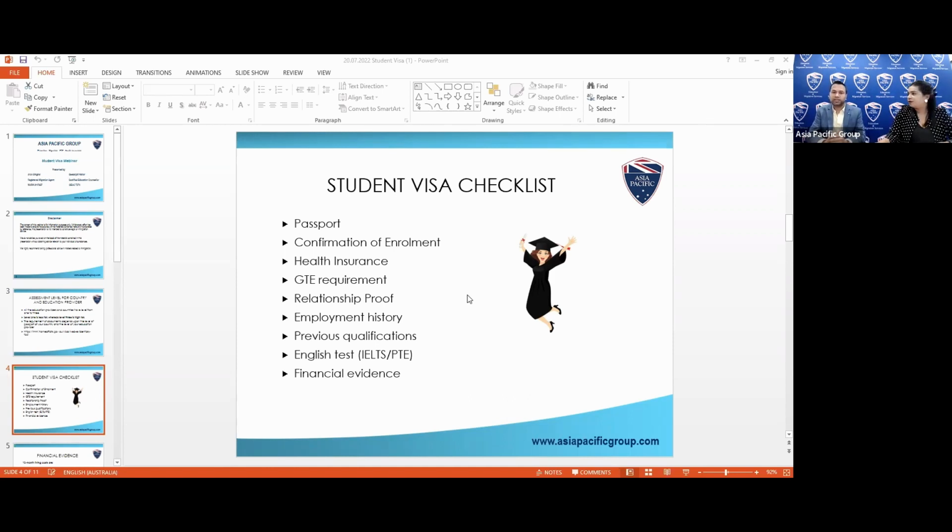Okay, the next thing we need is relationship proof. If someone is married or they have children, then they need relationship proof like a marriage certificate and children's birth certificates and all that. So it means we need to prove that we are in a genuine relationship and we do have evidence to support our relationships.